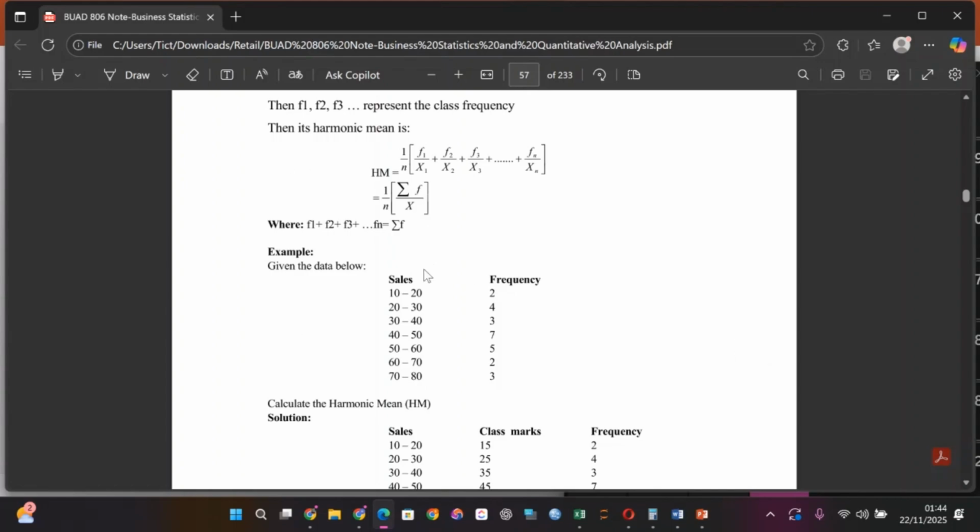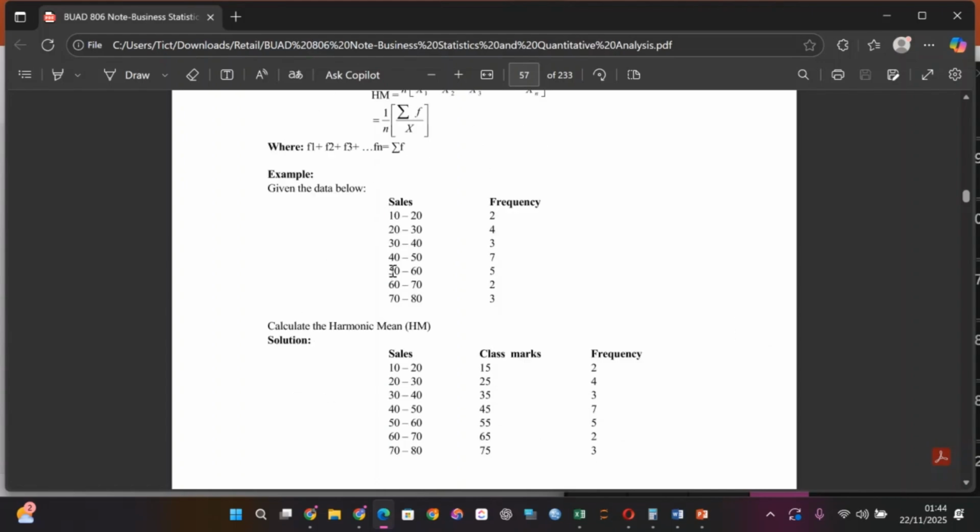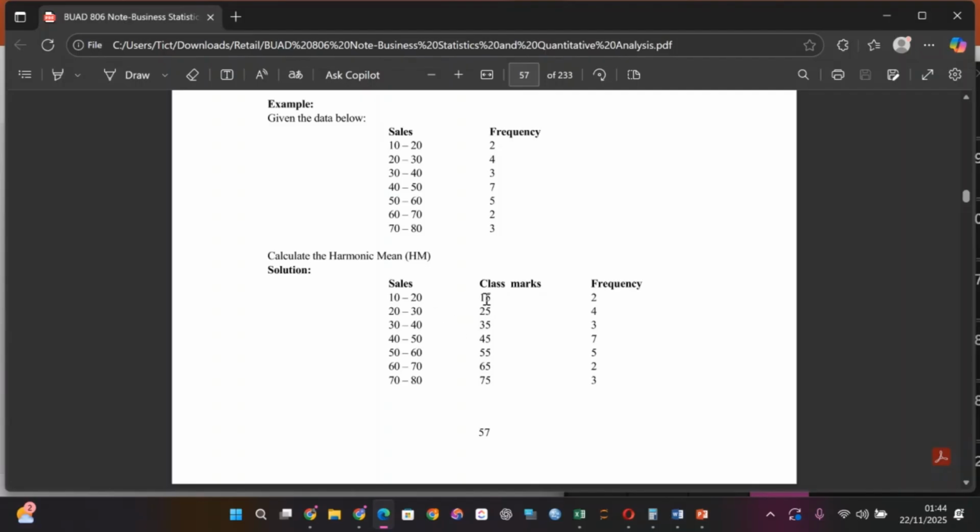And how did you get your class mark? Like I explained in the previous video, for me to get my class mark, how did they get 15 here? They are solving it now. To get the 15, you add 10 plus 20 and divide by 2 to give you 15. Then you have 20 plus 30, which gives you 50, divided by 2, gives you 25. 30 plus 40 divided by 2 gives you 35. That's what it means. So the frequency, you bring it here.